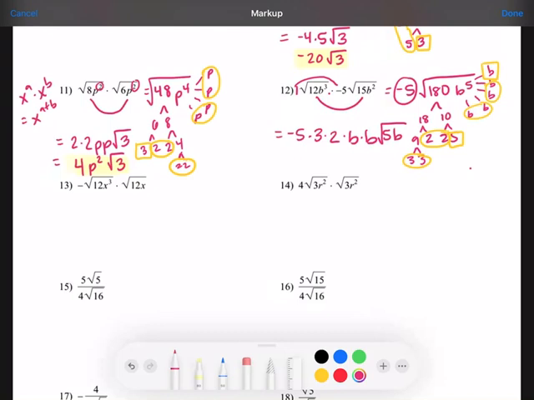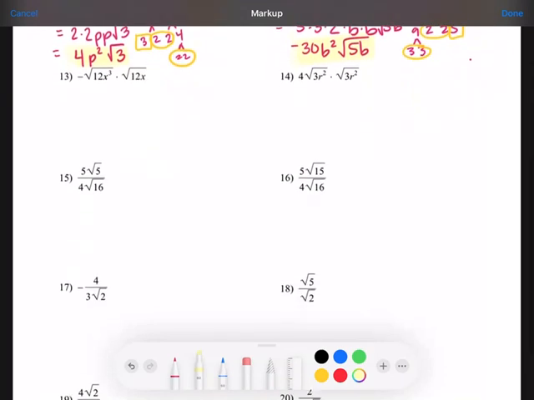Now we can simplify that outside. -5 times 3 is 15 times 2 will give me a -30. b times b is b squared times the square root of 5b.